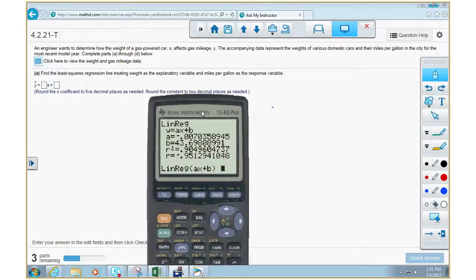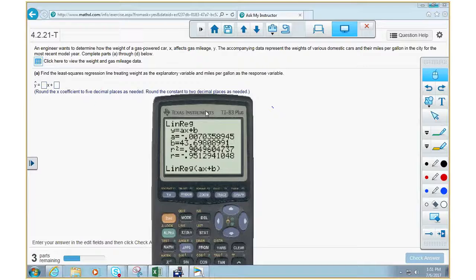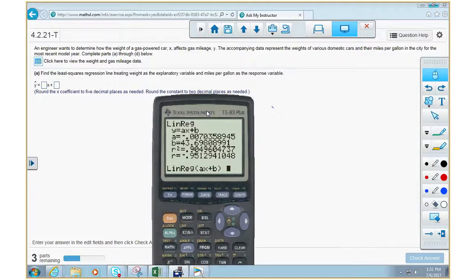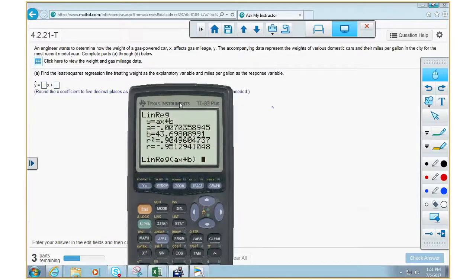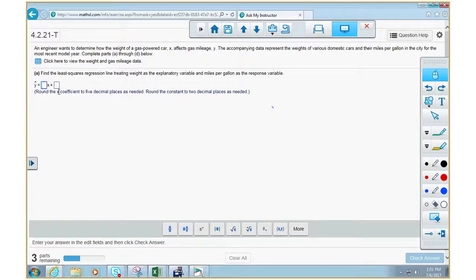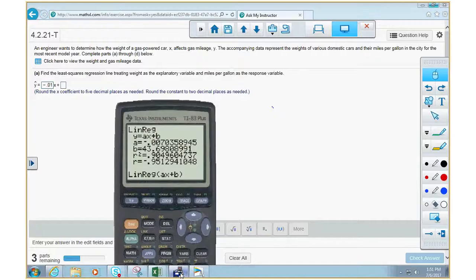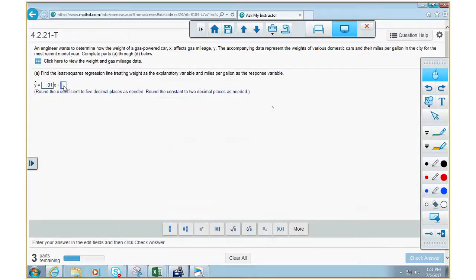Round the constant to 2 decimal places. The constant is negative 0.01. And the x is 5 decimal places, which would be 43.69809. I guess that's what they want.